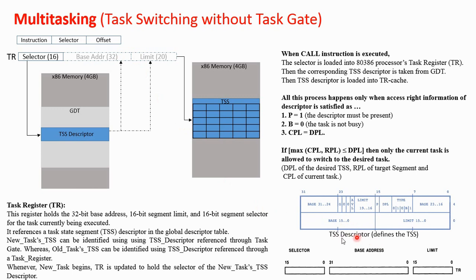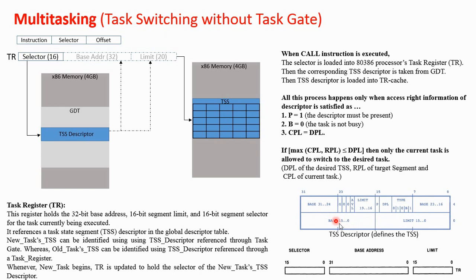If you see this TSS descriptor, it has a limit field, limit 0 to 15, and the remaining part of the limit is in bits 16 to 19. So the limit field spans 0 to 19, a total of 20 bits. The TSS descriptor's 20-bit limit field will get copied into the limit of the task register's invisible portion, and it has a base field 0, then 23 to 16 and up to 31.